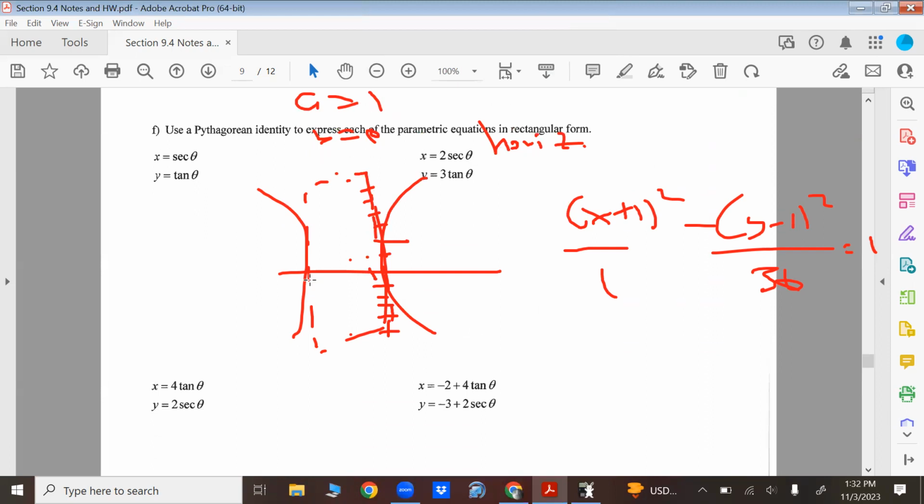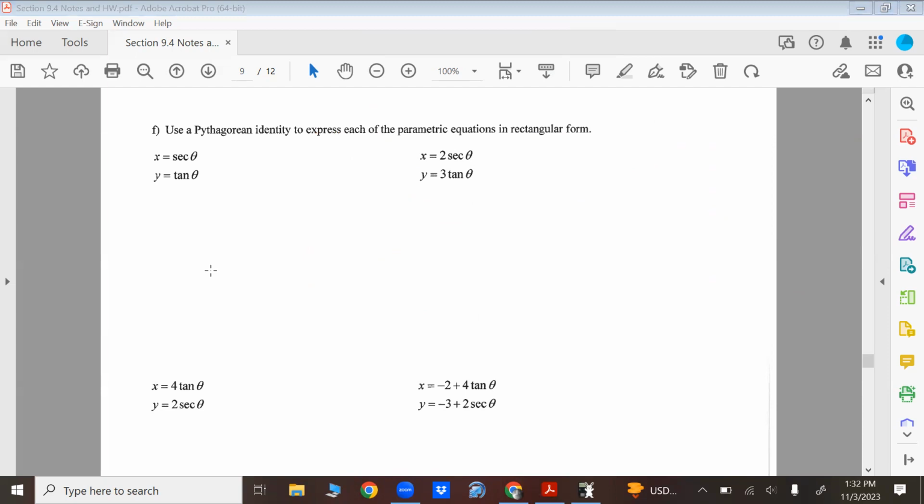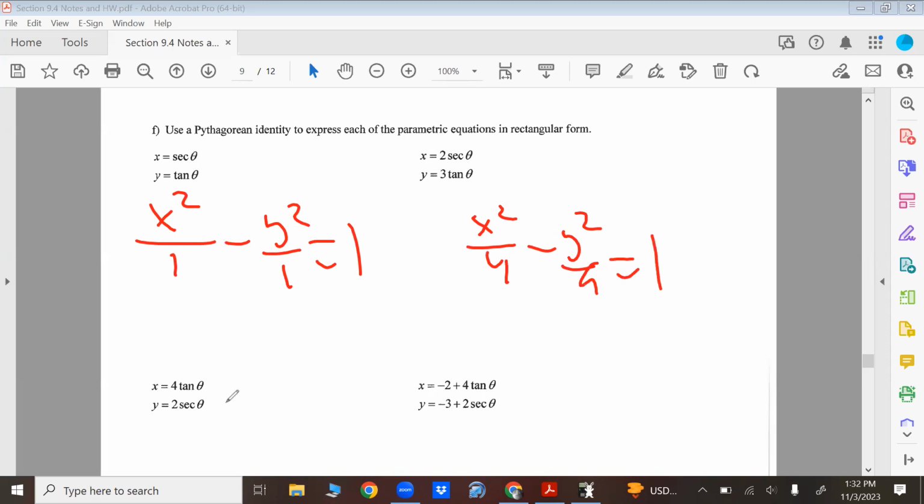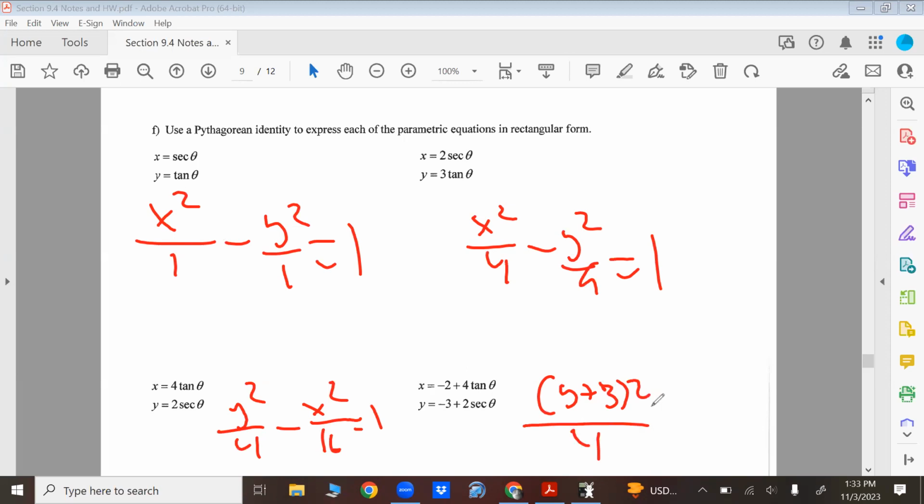So using the Pythagorean trig identity to express each of the other parametric equations in rectangular form. So again, now we know what's up here. So this is x squared over 1 minus y squared over 1 equals 1. Very simple, right? This one was x squared over 4 minus y squared over 9 equals 1. Now this is reversed. y squared over 4 minus x squared over 16 equals 1. Here the center is at -2, -3, and secant goes with y, so we're going to do y plus 3 squared over 4 minus x plus 2 squared over 16 equals 1.